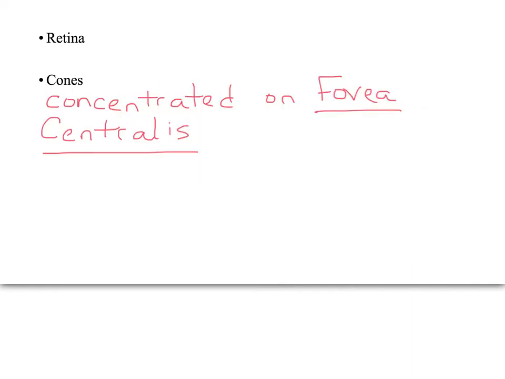So looking at the second kind of photoreceptors, which are cones, they have kind of a cone shape to them, and you don't have as many of these. And instead of being scattered all over the back of the retina, they are going to be concentrated on the fovea centralis, which is one specific spot at the back of the retina. So the function of these cones is going to be for color vision.